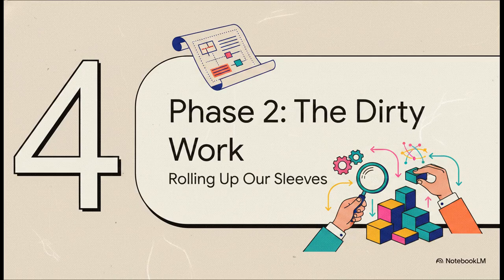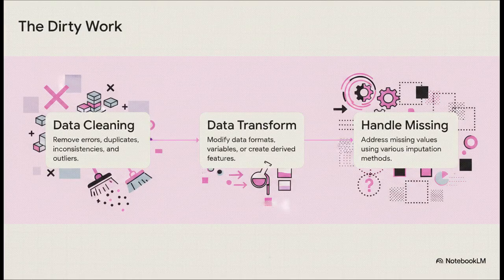Okay, so we've got our blueprint. Now it's time for phase 2. This is where we get to roll up our sleeves and really get our hands dirty with the data. This is the heart and soul of the wrangling process. So what does this dirty work look like? Well, it starts with data cleaning. We're talking about hunting down and fixing errors, getting rid of duplicates, and dealing with those weird outliers. Next up is transformation, which could be anything from changing formats to creating whole new variables. And then you have to tackle the big one: what to do with all those missing pieces of information.